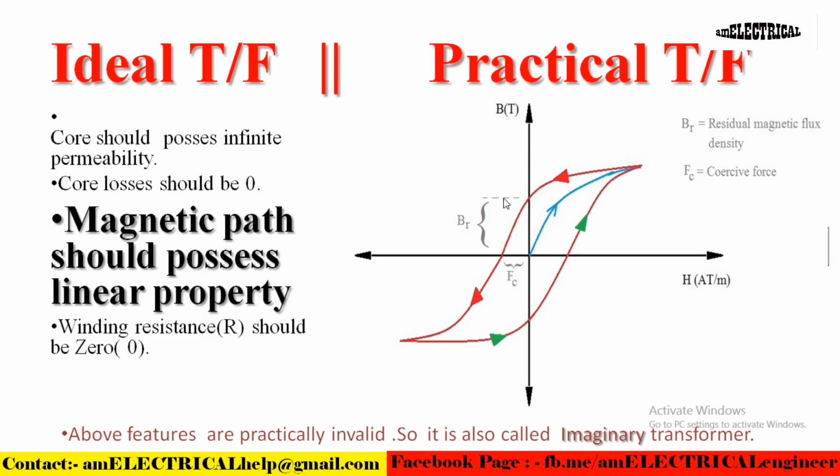This amount of flux is called residual flux. On the B axis, this magnitude of B is called residual magnetic flux density, which is denoted here by B suffix R. So, to bring the B value to 0, we have to add some coercive force in the negative direction. That means we will decrease the value of B to 0 by putting external force.